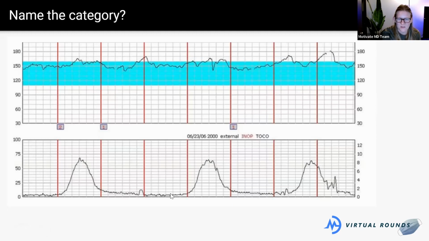Given that information, we know normal fetal heart rate is between 110 to 160, but we would expect to see some accelerations beyond 160. What category would you guys put this image into, if you had to guess? And this blue strip here is showing this is 110 and this is 160. So it's approximately within that range.